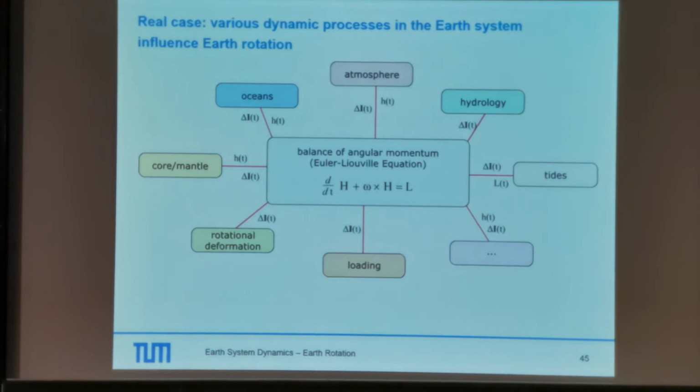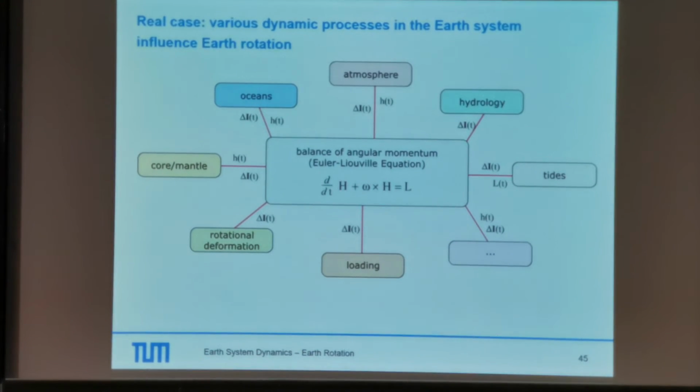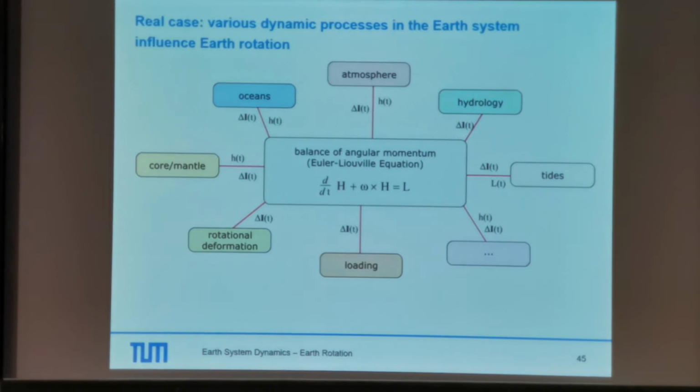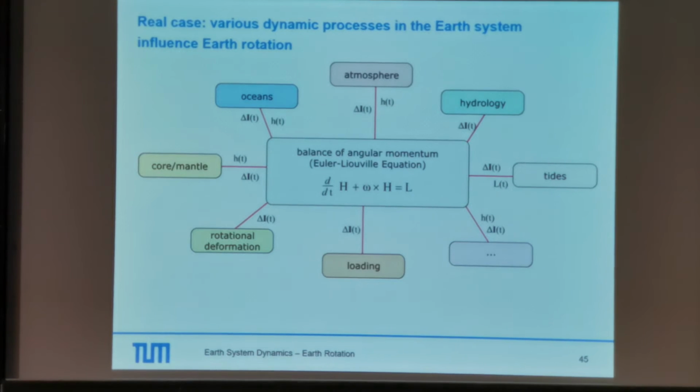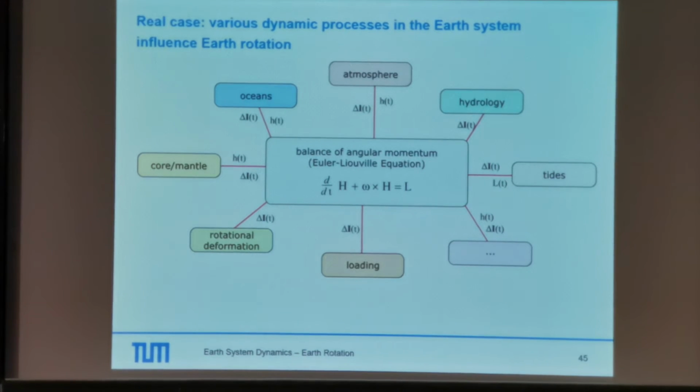The tides due to sun and moon are causing variations in the Earth's rotation, and here also the external torques L are affected. We have loading deformations, so the crustal rebound, the post-glacial uplift, is, for example, relocating mass elements within the Earth system. We have the rotational deformation, which is also relocation of mass elements, or we have core-mantle effects, which also affect the H and the delta I quantity.